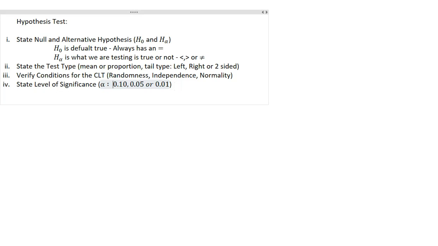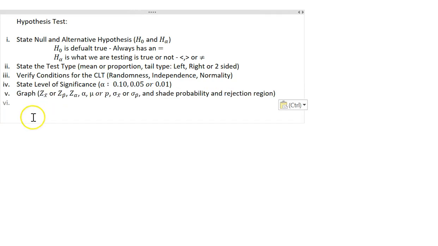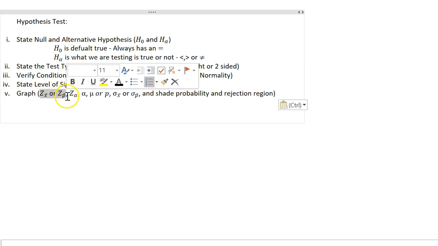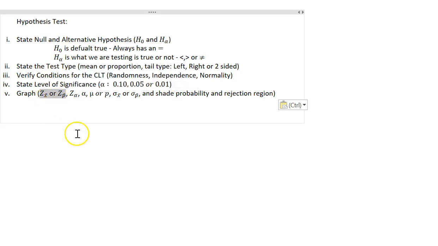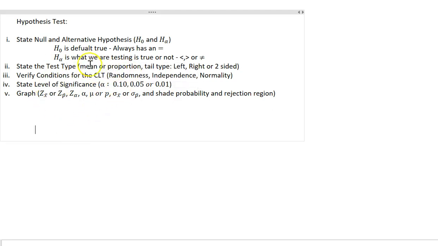So the next thing I need to do is make a graph. I know you guys have a little bit of trouble making a graph, so we'll focus on that a lot in this video. In my graph, I need to plot either my standard deviation for means or for proportions, depending on which one I'm doing, right? Which is important from my test type, either means or proportions. I have to find my z of alpha value. I want to put that into my graph as well, because that plays a very important role.